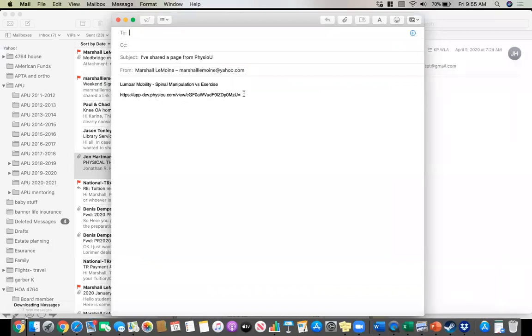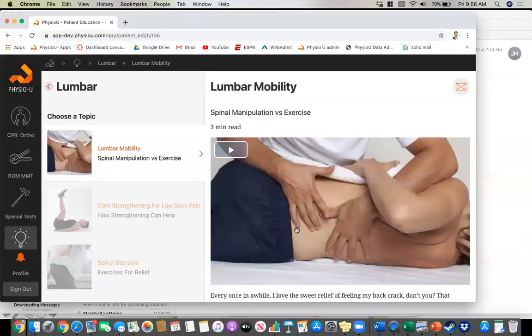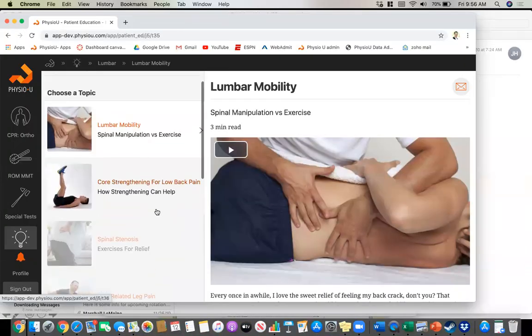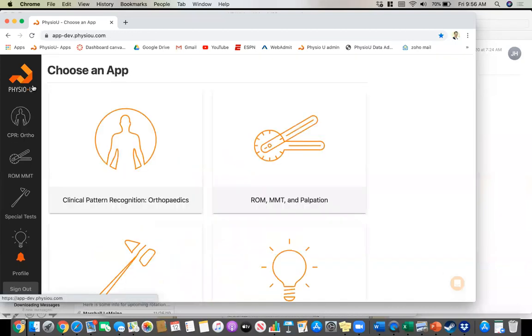So they do not need to have access to PhysioU. They do not need to sign up for anything. There's no cost. They just click on this link, and it's a non-password protected link. So send it to your mom, your dad, your brother, your patient, and you just put their email address in, right? And you can always change where it comes from. So here it's coming from my Yahoo, just because that's my default. But you can change it to your work email if you don't want people to have your personal email. Okay. So that would be under the patient education app.